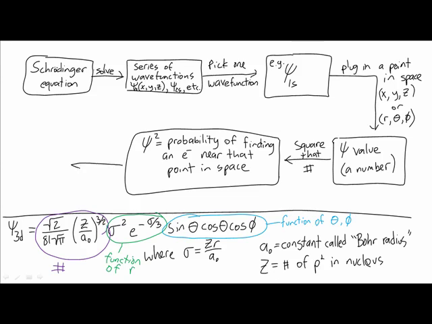Then the last part is, well, you do that for all of space. You plug in the value for every point in space and you figure out what the psi squared value is at every point in space. And then you're able to construct a map, essentially a map around the nucleus of where there's a high probability of finding the electron and where there's a low probability of finding the electron. Right? So you plug in all points in space.